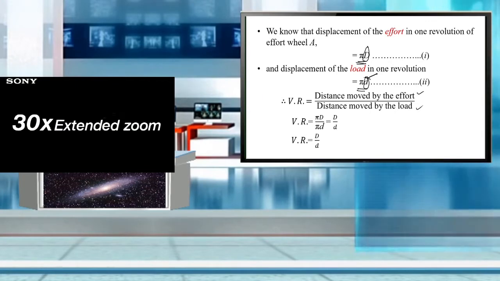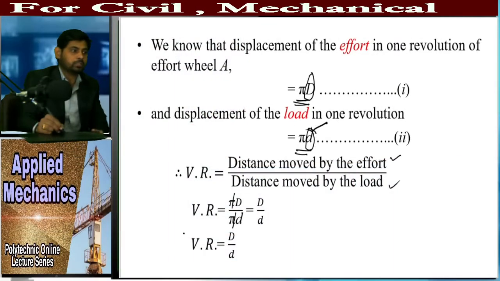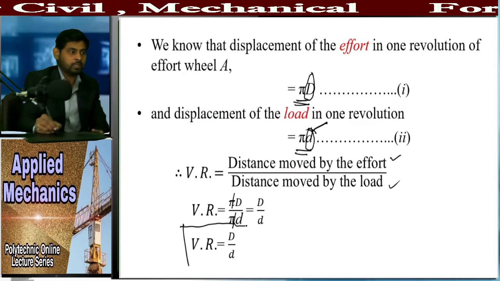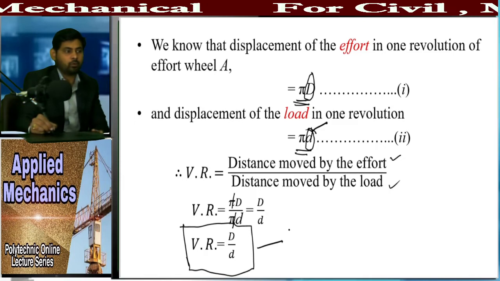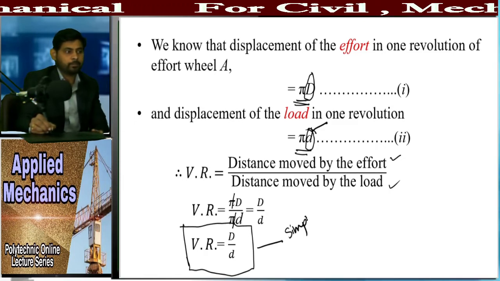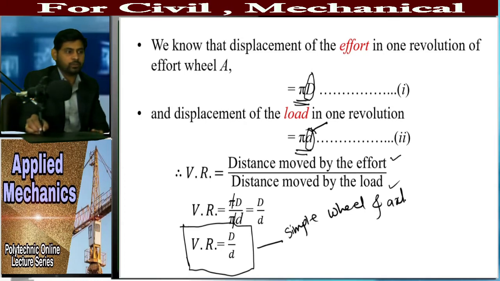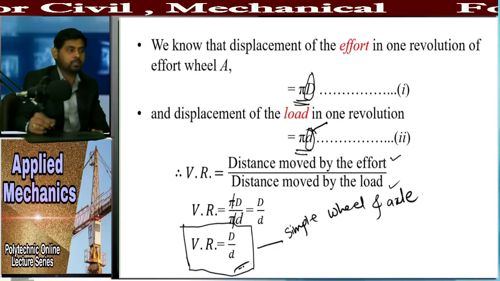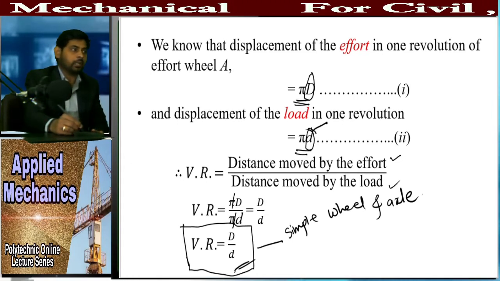So that is nothing but pi D divided by pi d. Here this pi will get cancelled. After that you can see that it is capital D divided by small d. So velocity ratio is nothing but capital D divided by small d. So this is the equation for what? Simple wheel and axle. We have to find out this only, that is the velocity ratio for simple wheel and axle, which is nothing but capital D divided by small d.